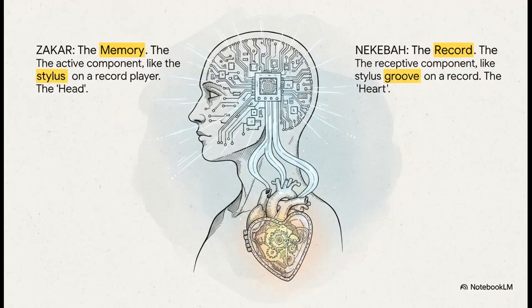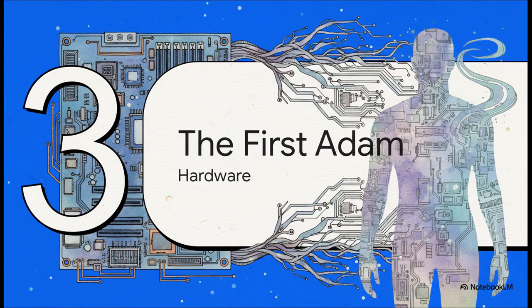So here's the big aha moment. Zakar and Nekabah, they aren't two separate people. They're two complementary functions inside a single system. You've got the memory and the record, the seed and the receiver, the stylus and the groove. You could even think of it as the head and the heart. The point is, they're two parts of one whole, designed to work perfectly together.